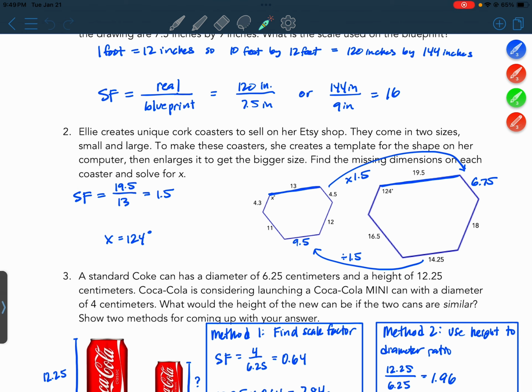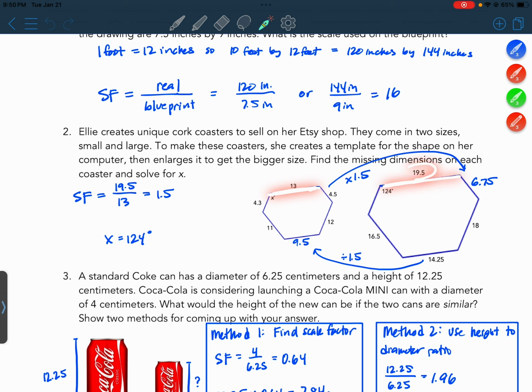All right, question number 2. So we have this small hexagon and this large hexagon, and there's a couple missing measurements, and we want to figure out what those are. To figure out some of the missing measurements, we first have to figure out the scale factor between these two hexagons. What I did is I found a pair of corresponding sides where I had both measurements.